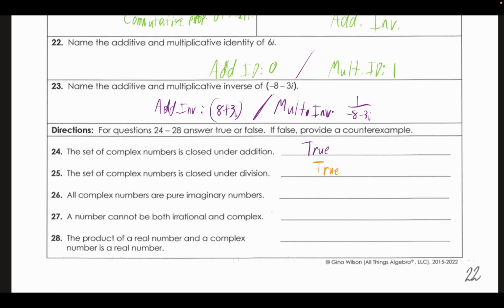All complex numbers are pure imaginary numbers. That is false. There's a whole section in our table earlier where there's complex numbers that are not pure imaginary. And so one example could be like 7 plus 2i. Anytime there's an imaginary part where you're adding or subtracting something to it.